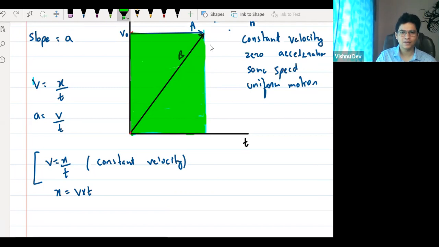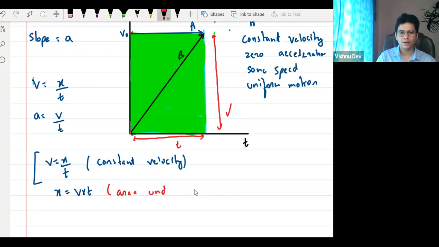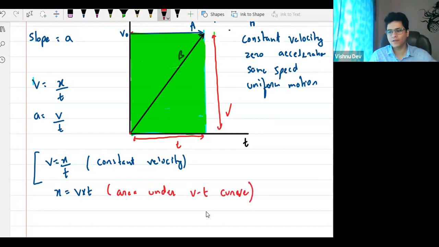This distance is what? This distance is v naught. This is v, and this is t. This is t, right? So v into t is the area. This is the area under VT curve. VT curve, yes or no? हाँ या ना? Tell me, raise your hand. हाँ या ना? सबको समझ में आ रही है ये चीज? हाथ उठा लो. किसी को दिक्कत है इसमें?